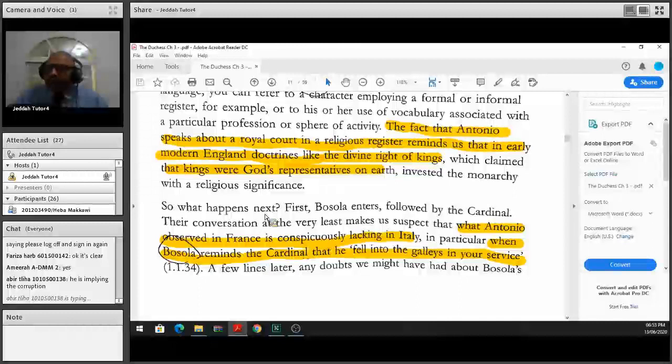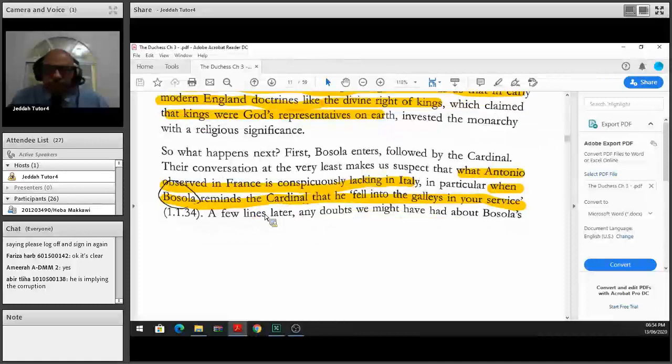So the fact that Antonio speaks about a royal court in a religious register reminds us that in early modern England, doctrines like the divine right of kings, these doctrines or these beliefs, the belief in the fact that kings are elected and appointed by God, and that kings are God's representative, had been common at the time. So lots of people believed, especially the rulers, they would say that we are God's representative on earth, and they would use and abuse it, obviously.